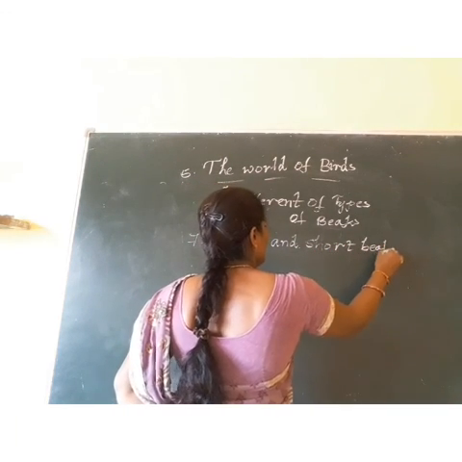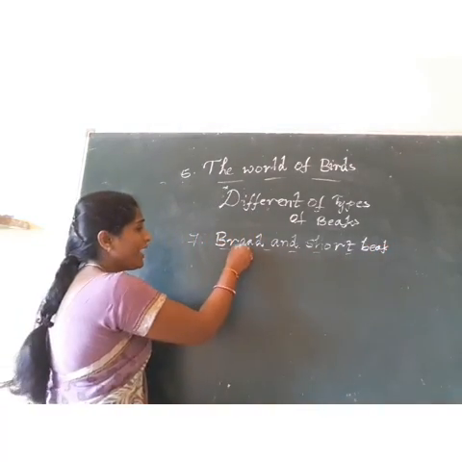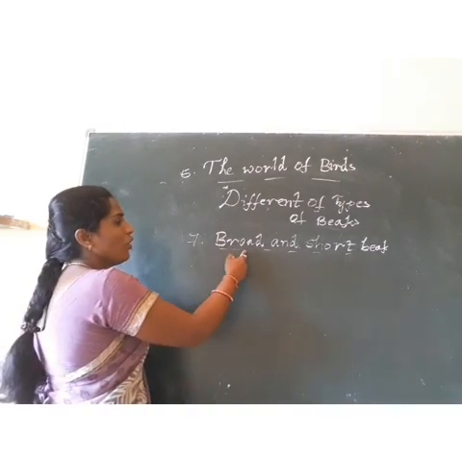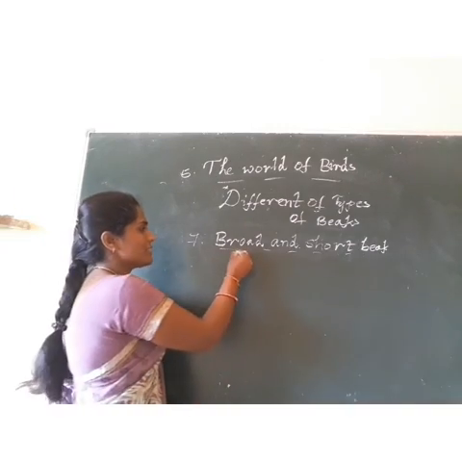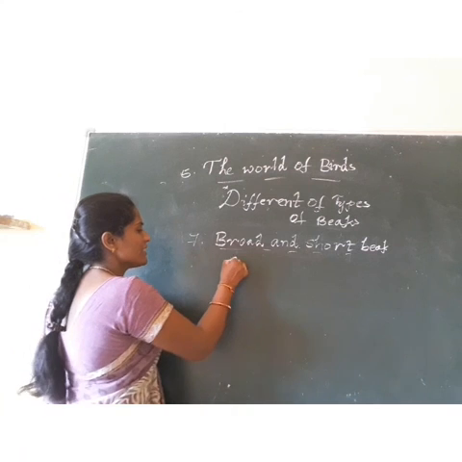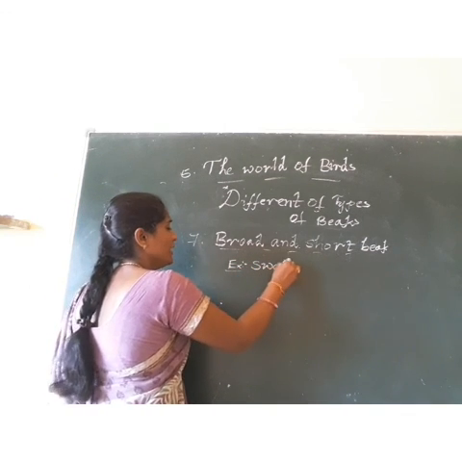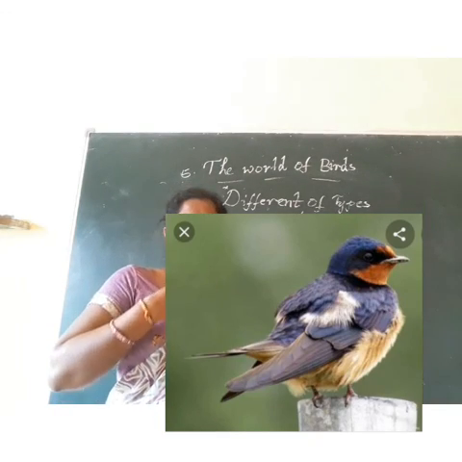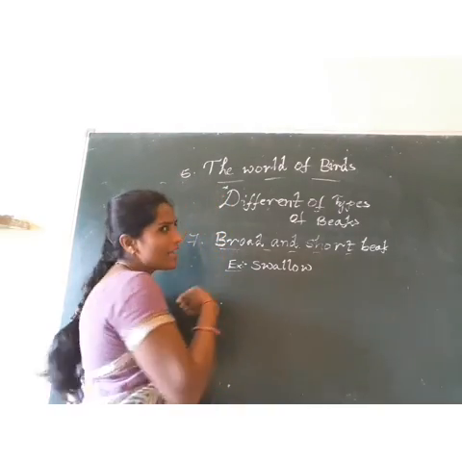See, previously we learned that the duck has a broad and flat beak. But this type of beak is broad and short. Some birds have this broad and short beak. Which type of birds? For example, the swallow. The bird's name is swallow. Swallow means taking in at a time. That is what we call swallowing.